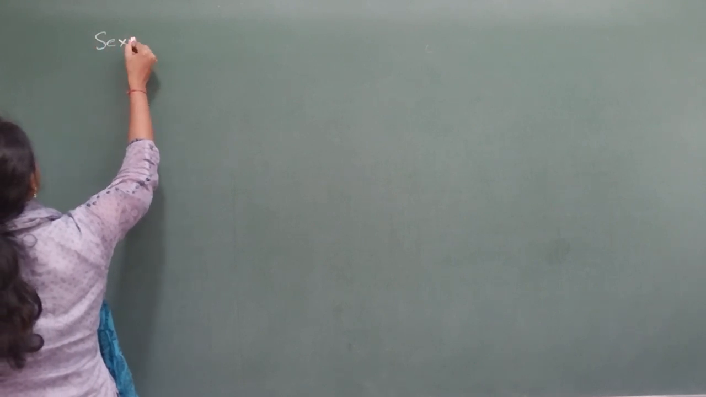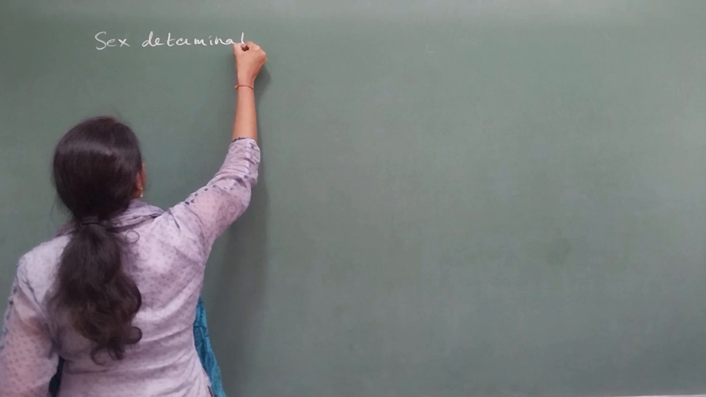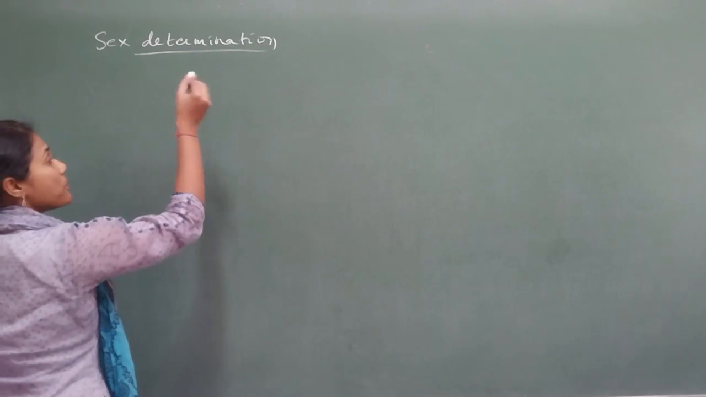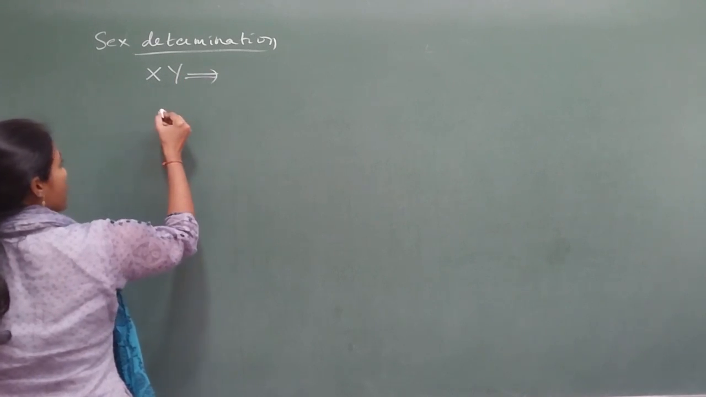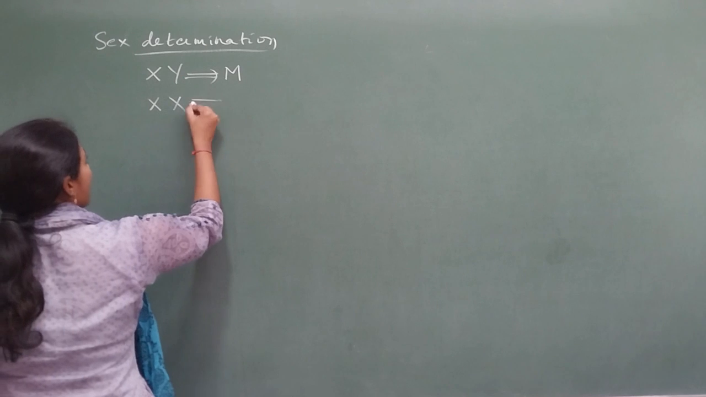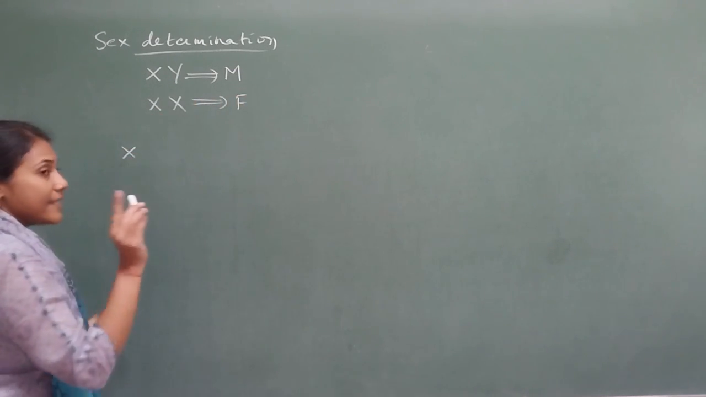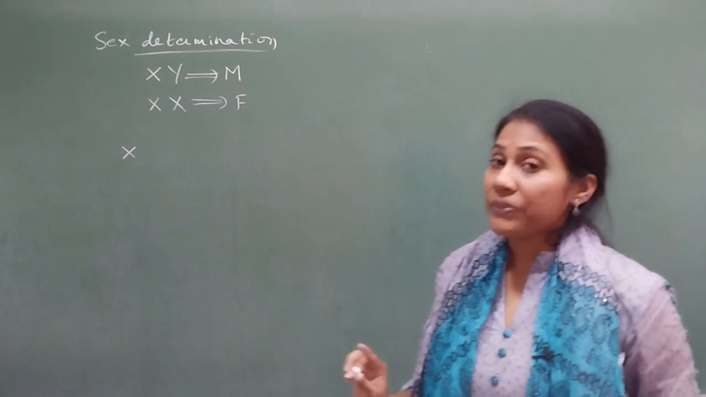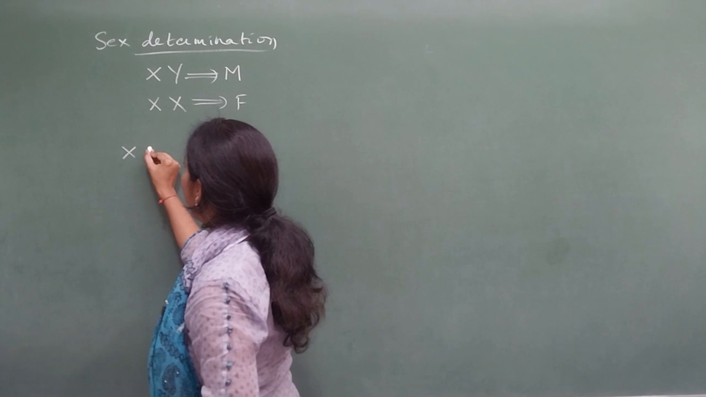This concept is also very important, right? First they might ask you what are the sex chromosomes present in male. In male, XY are the sex chromosomes, and in female, XX are the sex chromosomes. So how is the sex of the child determined in humans? If this question is asked, this is how you have to write the answer.